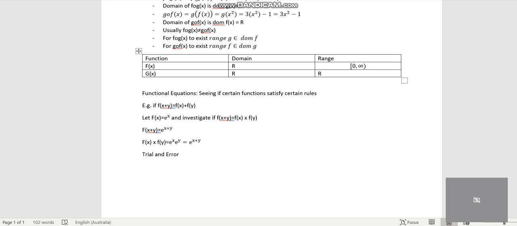What you do is you substitute e to the x into both parts of the equation. So for the first, f of x plus y, the power becomes x plus y here, and f of x times f of y becomes e to the x times e to the y. And when you're multiplying exponents, the exponents add. So you have e raised to the power of x plus y, and these two are therefore the same. So e to the x satisfies this rule.